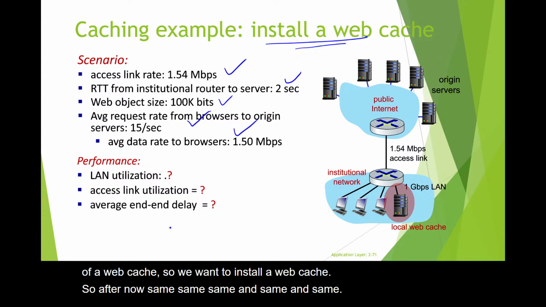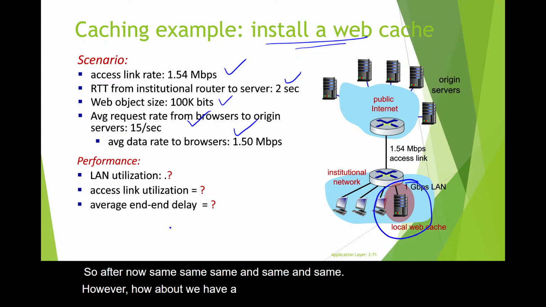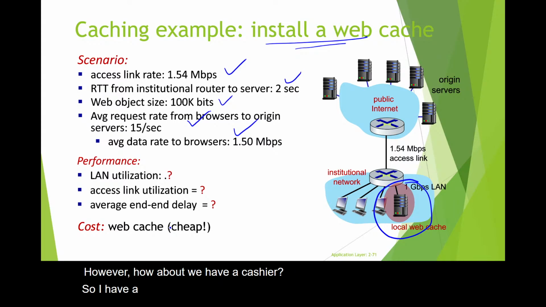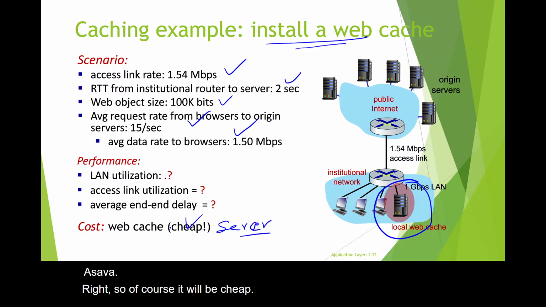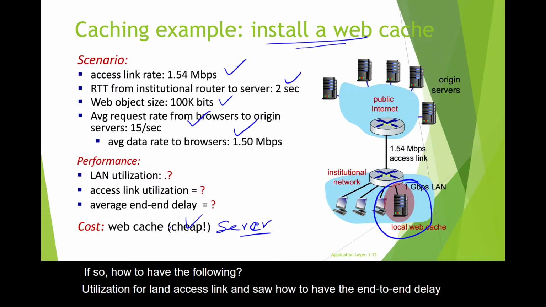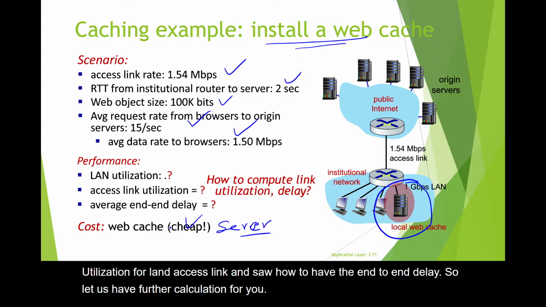However, how about we have a cache here? So we will have a cache, something like a server. Right? So of course, it will be cheap. If so, how to have the utilization for the LAN access link, and how to have the end-to-end delay? So let us have the calculation for you. How to compute.